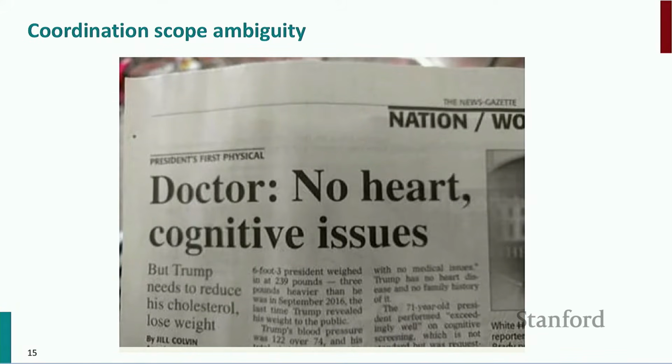Doctor, no heart, cognitive issues. Again, this is the same kind of coordination scope ambiguity. It can either be no heart and cognitive issues being conjoined together like that, or it could be no heart or cognitive issues being conjoined together like that. You make the choice.